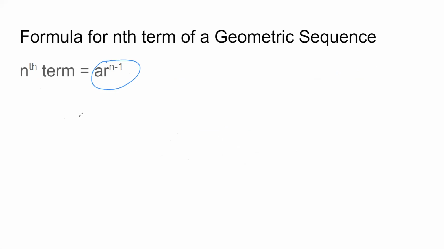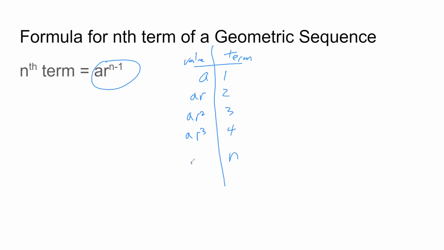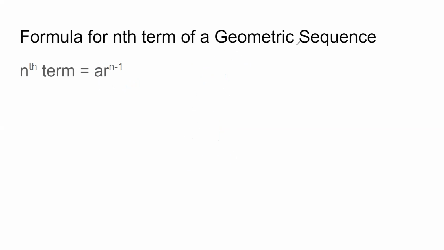The reason for this is, if we have a first term a, let's make another table here. Term, value: second term, third term, fourth term. We're going to have a for the first one, a times r for the second one, a times r squared for the third one, a times r cubed for the fourth one, and for the nth one, we're going to have a times r to the n minus 1. It's kind of similar to what we did for the arithmetic sequence, but instead of adding a common term, we're multiplying by a common term for a geometric sequence.